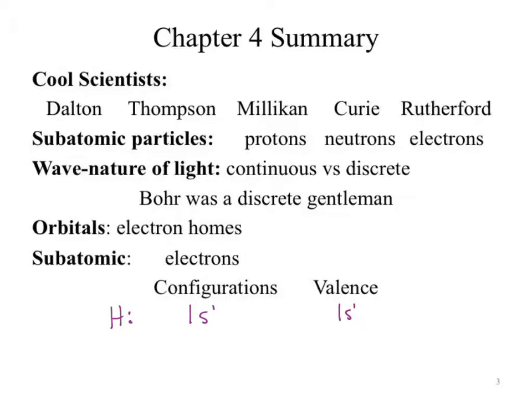But what happens if we jump up to lithium? Lithium's electron configuration is 1s2, 2s1. What's its valence shell? 2s1. We only look at the outer. Okay, so that's our difference between our configurations and our valence.